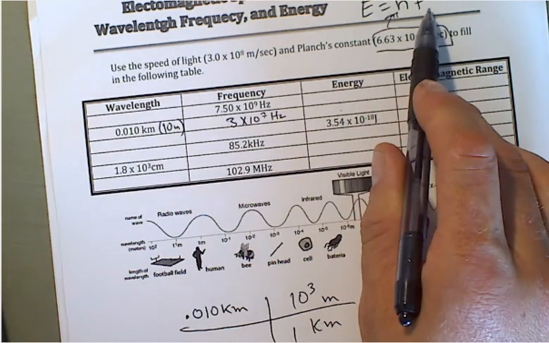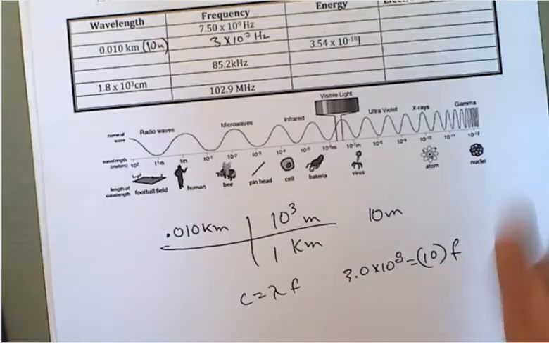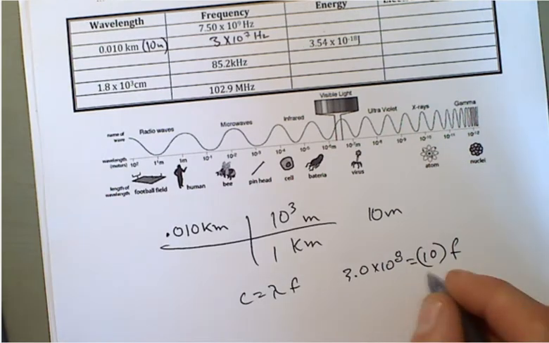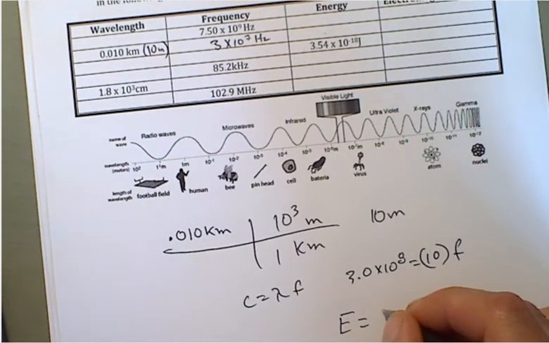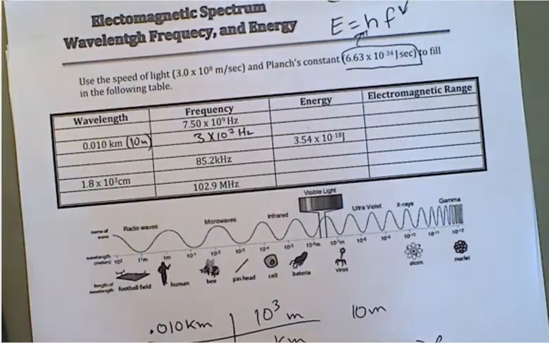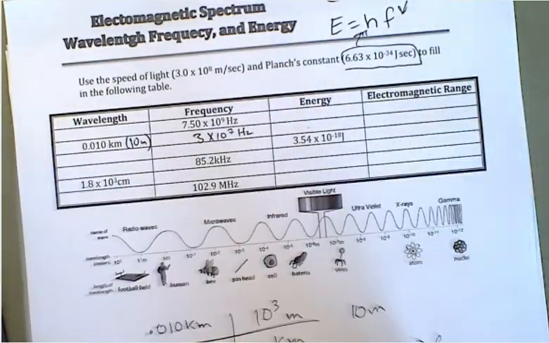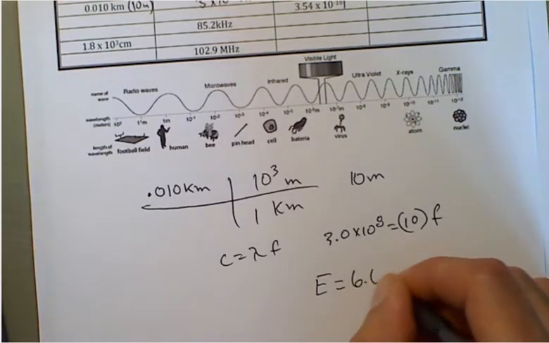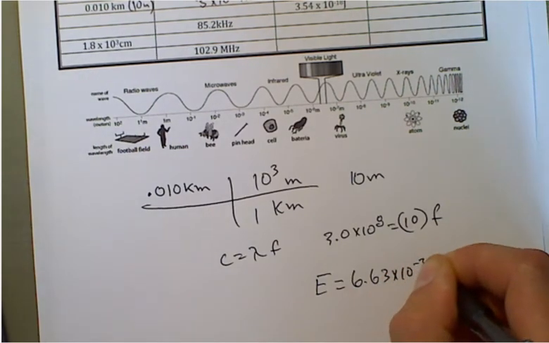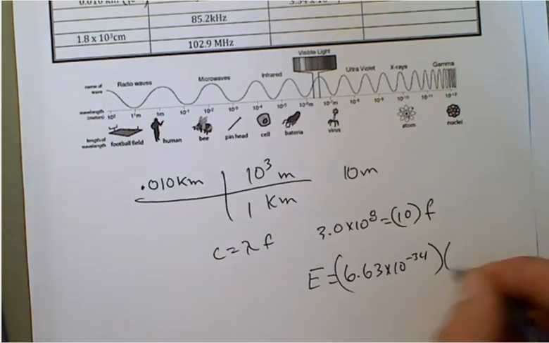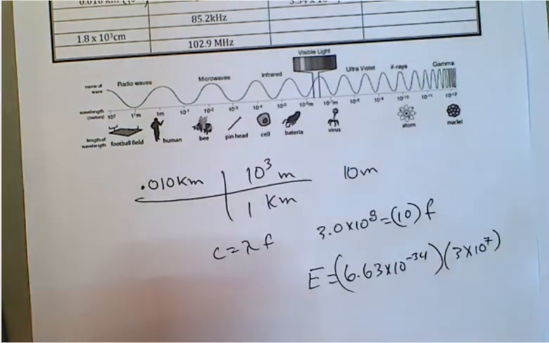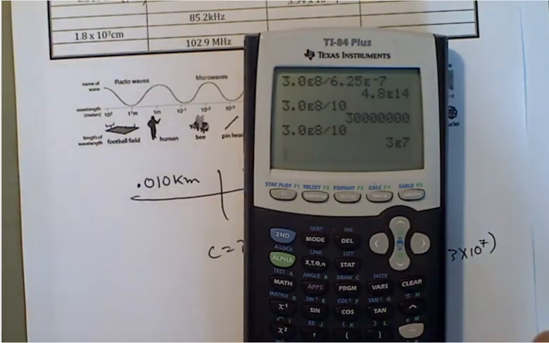So energy equals hf, so that's going to be pretty easy. I've got my frequency now. So energy equals hf. What is h? h is a constant. It's right up here, and so I'm going to go ahead and write that in: 6.63 times 10 to the negative 34th times my frequency, which I just figured out was 3 times 10 to the 7th. All right, so now all I got to do is multiply those out.